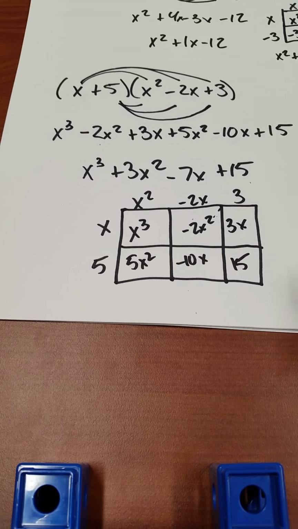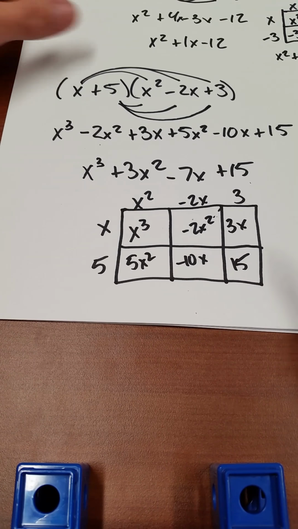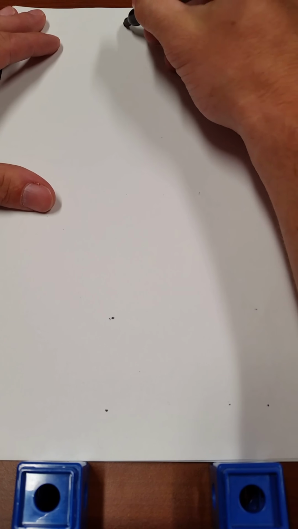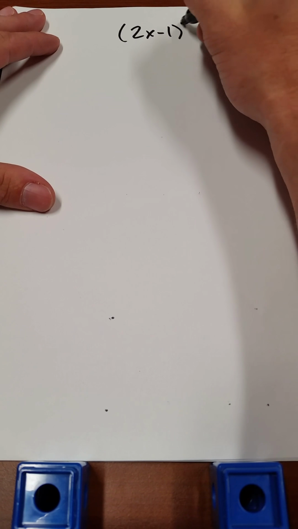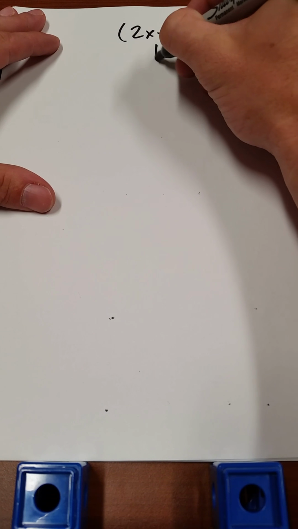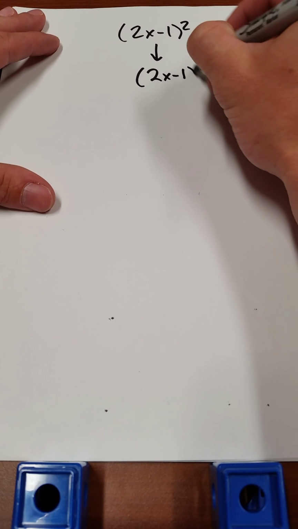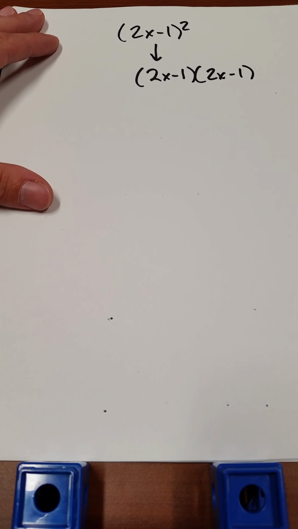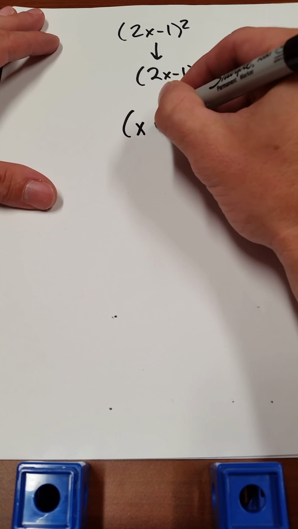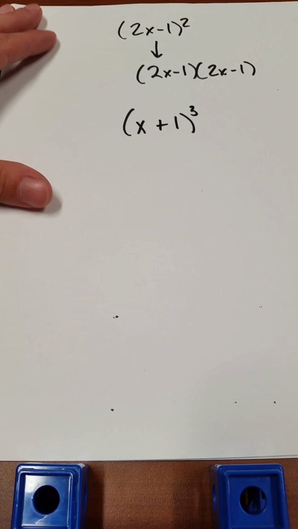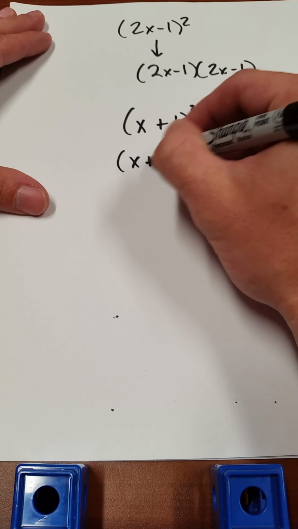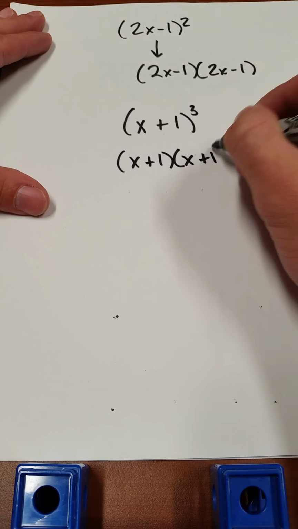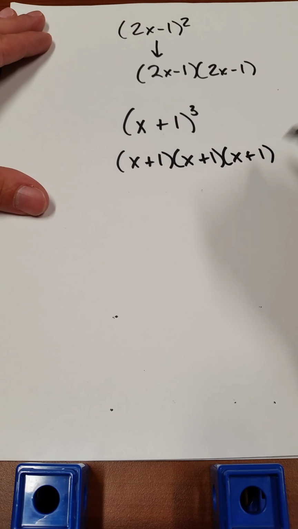For those of you that have organizational issues, this is probably definitely the best way of doing a problem like this. If you get into something squared, so let's just say it's 2x minus 1 squared, well, you know that means this is 2x minus 1 times 2x minus 1. FOIL it out like you normally would. But if we have something like x plus 1 cubed, that's a little bit different. That's x plus 1 times x plus 1 times x plus 1.